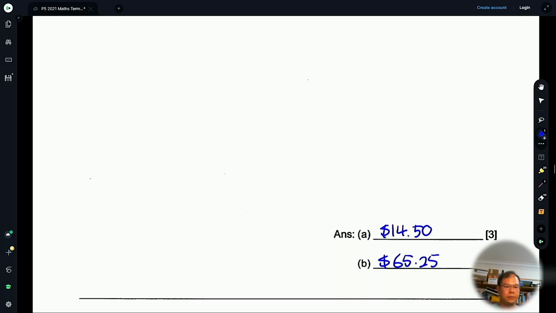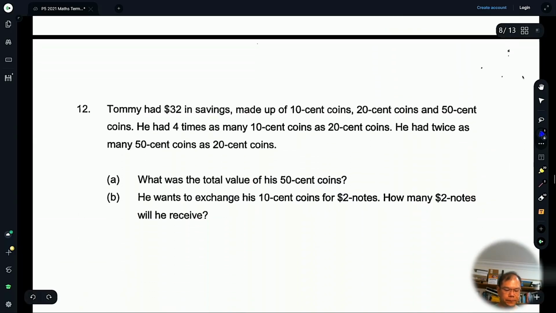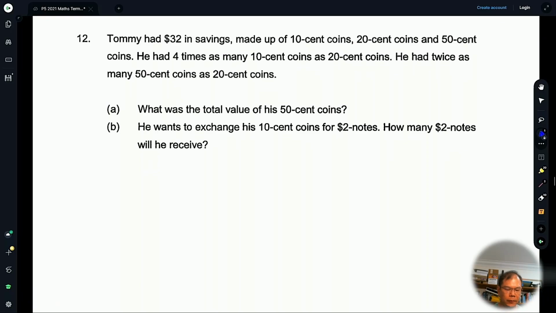Question 12. Alright, Tommy had $32 in savings, made up of 10-cent coins, 20-cent coins, and 50-cent coins. Now, some of the money is in 10-cent coins, some of the money is in 20-cent coins, and some of the money is in 50-cent coins. Now, we don't know how many of each coin he has, but we know that the total value of all these coins is $32. Okay, let's move on.